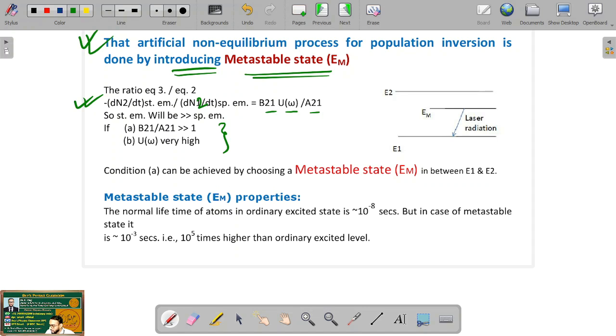The conditions are that the ratio b21 divided by a21 should be very high, greater than 1, and the incident energy density u omega should be very high. So to make the probability of stimulated emission very much higher than spontaneous emission, we have to make the incident energy density very high, and secondly the b21 by a21 ratio should be much greater than 1. Condition 1, that b21 by a21 ratio is much greater than 1, can be achieved by choosing a metastable state between E1 and E2.